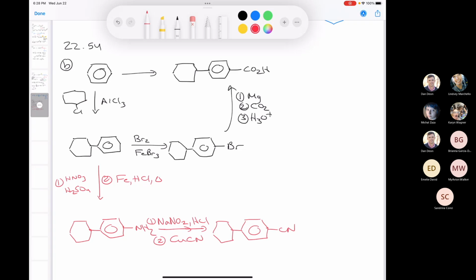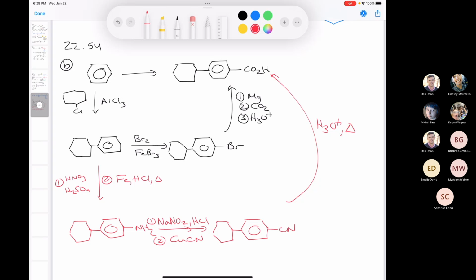And then you're just going to hydrolyze that, so just H3O plus and heat. That would totally work. So I'd say either one of those is perfectly reasonable. There's nothing wrong with either of them. Both are legit. Let's try a couple more.